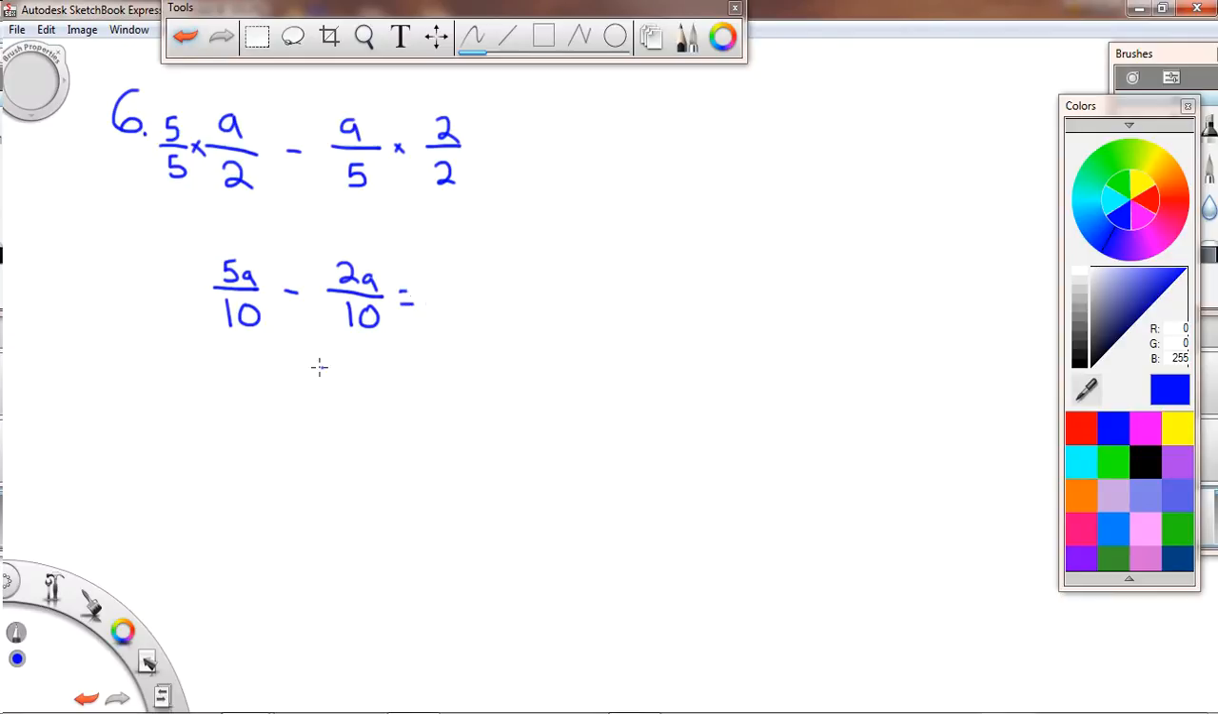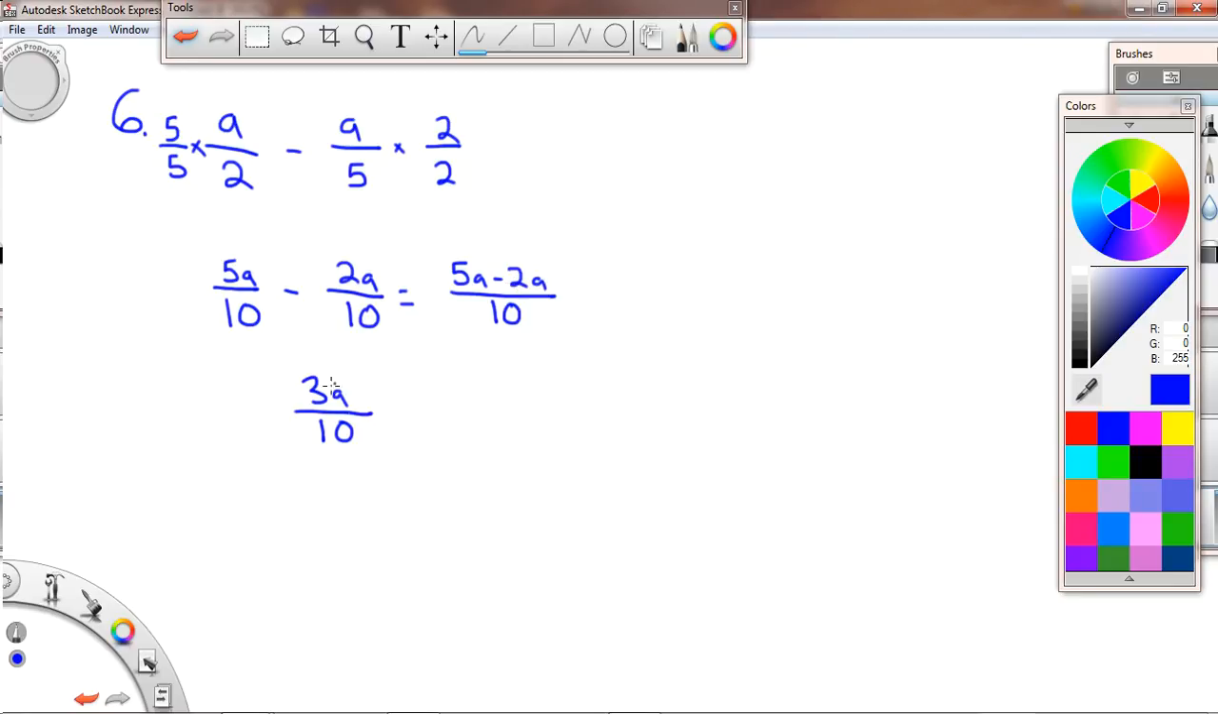And now the next step would be to subtract our numerator. So we're going to have 5a minus 2a all over that common denominator of 10. 5 of something minus 2 of something, as long as they're all the same size, is going to be 3a. I know that might seem a little bit weird, but it's like saying if I have 5 bags of equal size and I take 2 of those bags away, well, I would have 3 bags left.